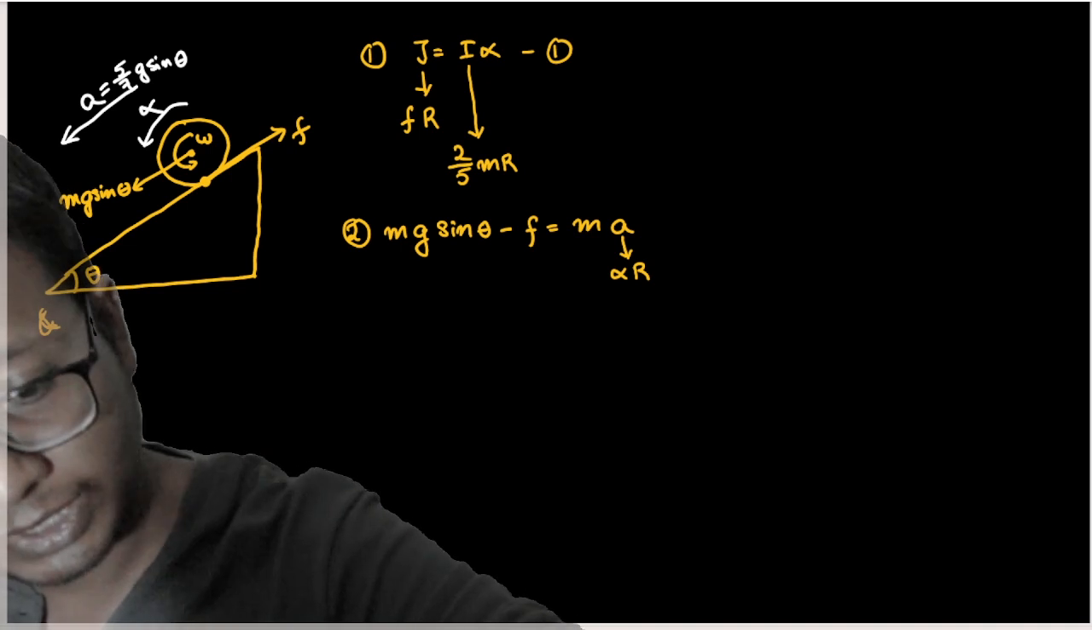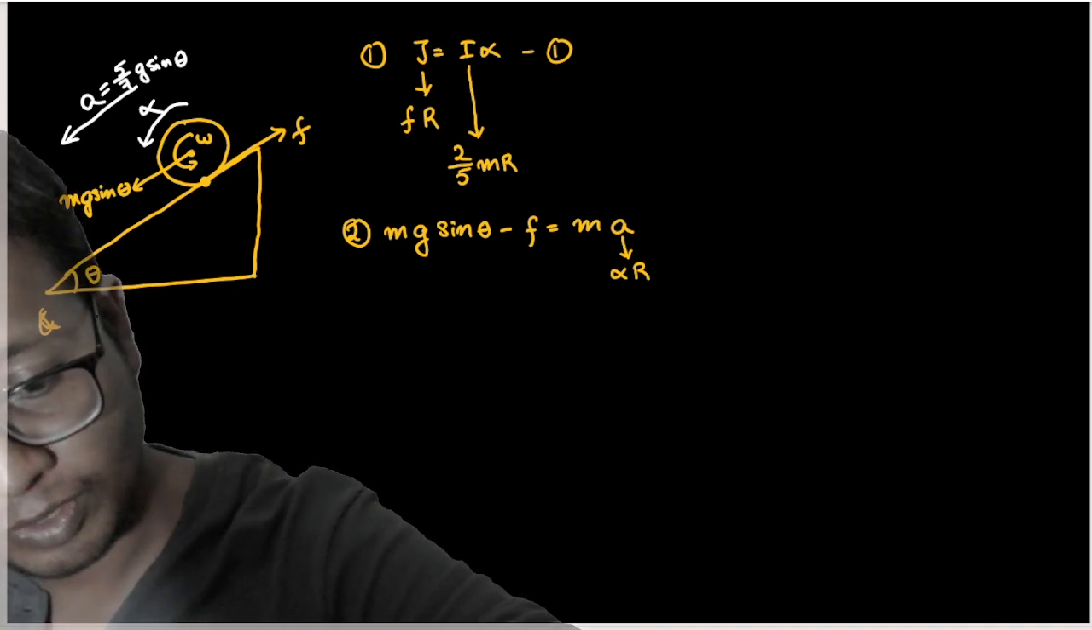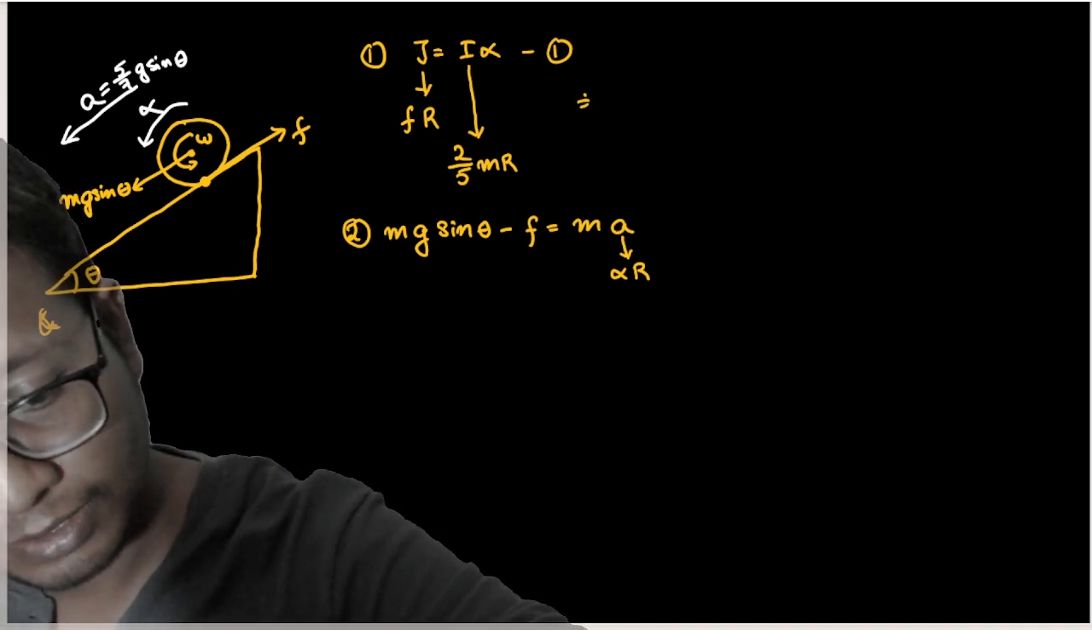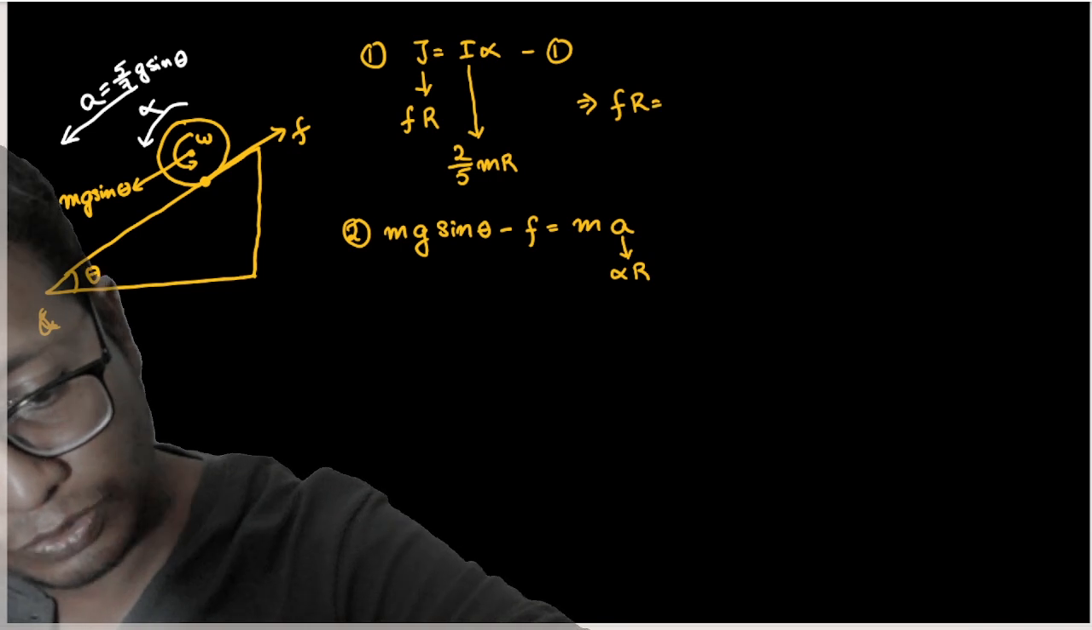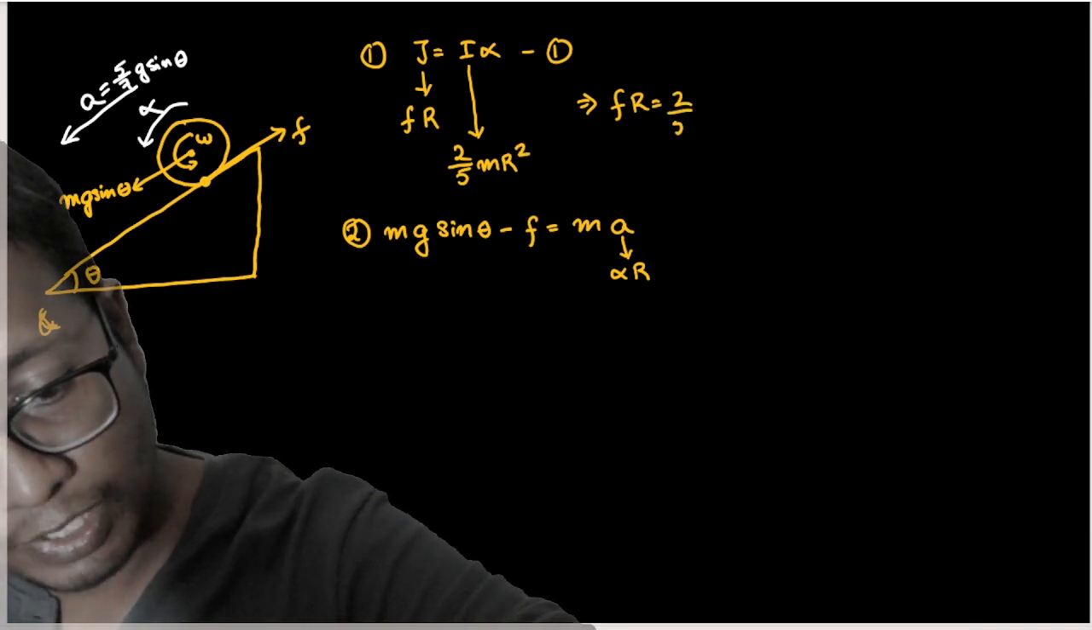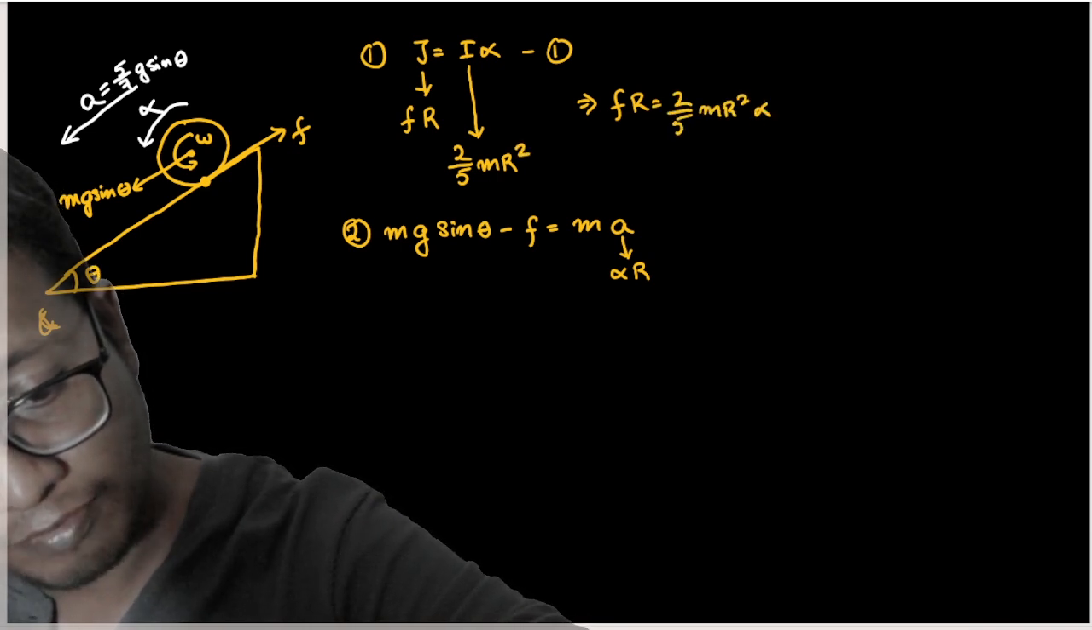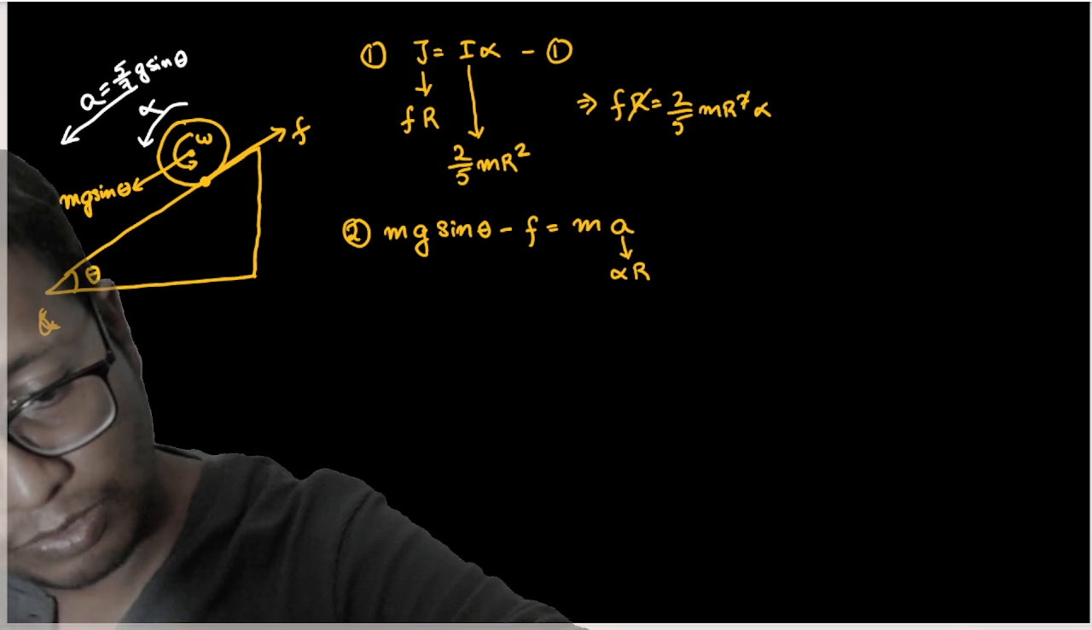So from the first equation we get, F into r is equal to 2 by 5 m r square into alpha, and r and r would get cut.